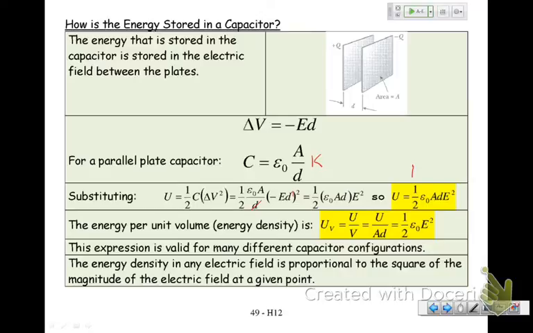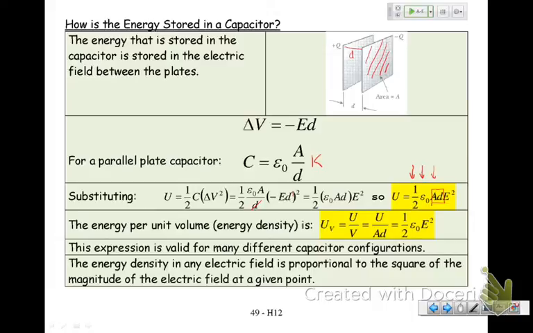Does it make sense? It's a constant times a constant times the area. If I have more area, I expect to be able to store more charge. That makes sense. That's interesting. Times the separation. That there is a volume. That's the volume inside the capacitor. The more volume for a given situation, the more electric field, you could argue. And then multiply by E squared.